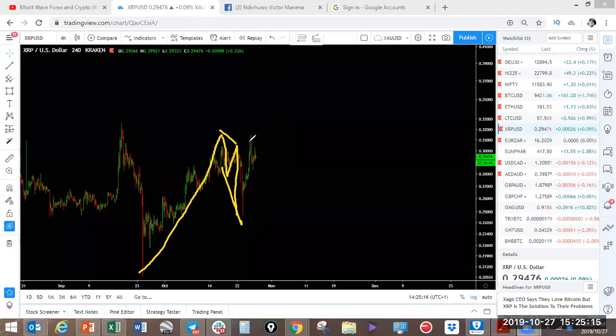Number of ways this can play out, but because of this impulse, I don't really expect it to give me this 3-wave structure, 1, 2, 3, and then a push to the upside. I'm expecting that this is all the correction. This is all the correction, and we're going to get something like this.